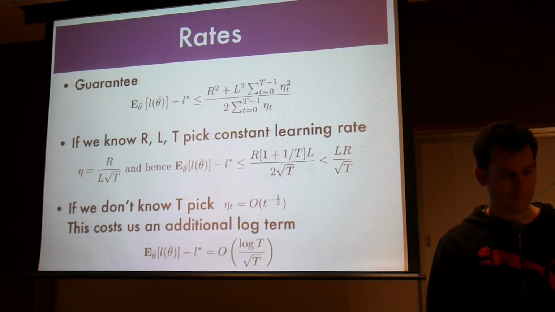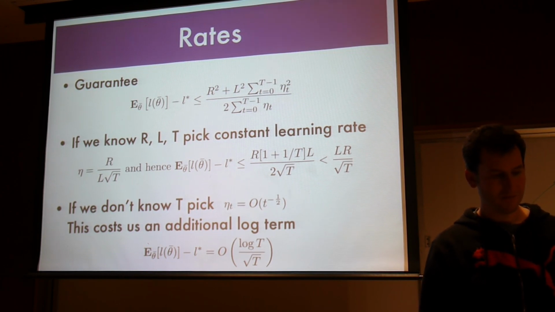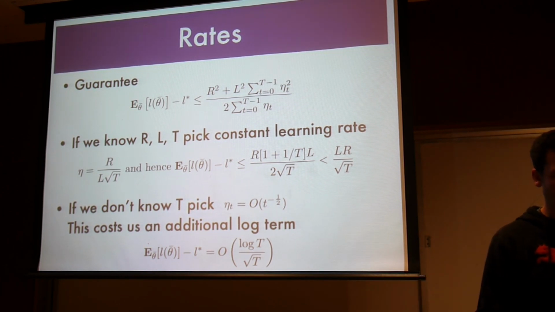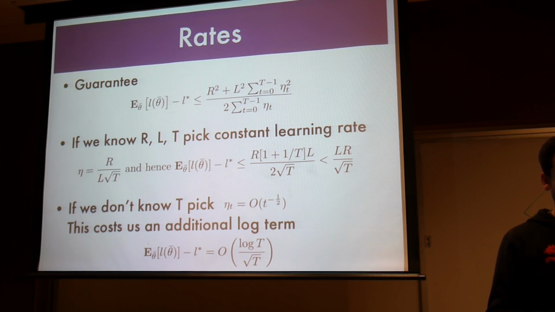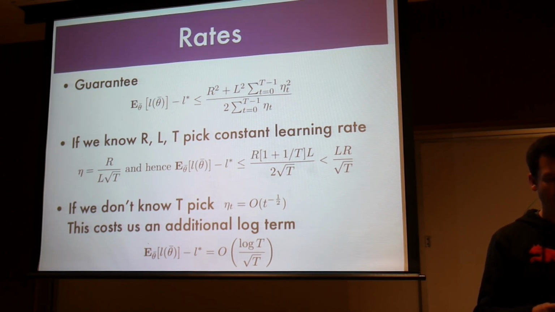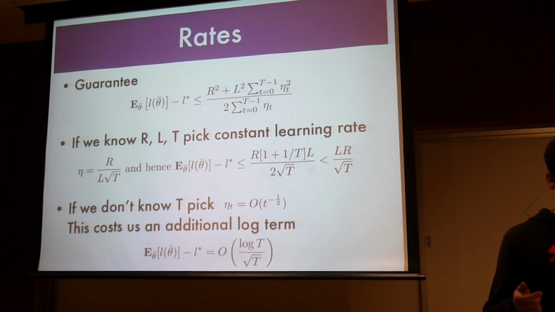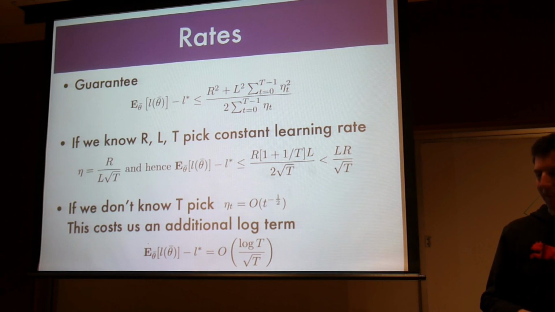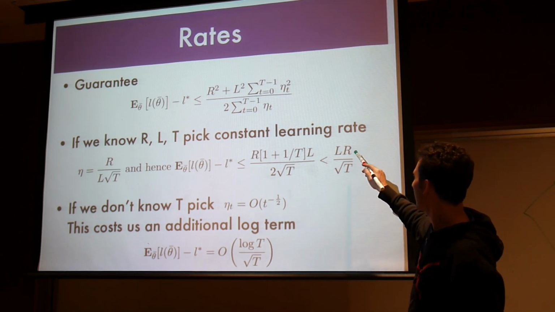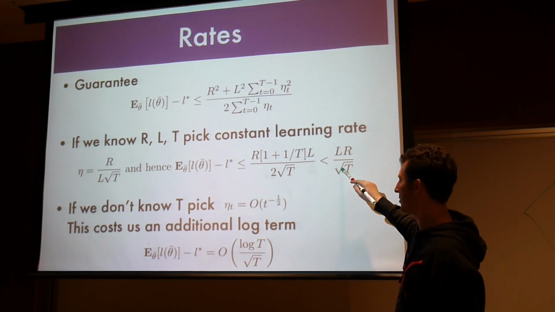And so now let's see what actually happens if we plug some things in. Because if we know this R, the L, and the number of terms that we have, we can just plug in a good value of eta. And since the order in which those etas are summed up doesn't matter, I might as well pick them all constant. And then by optimizing things, I can basically get something that's less than L times R over square root T.